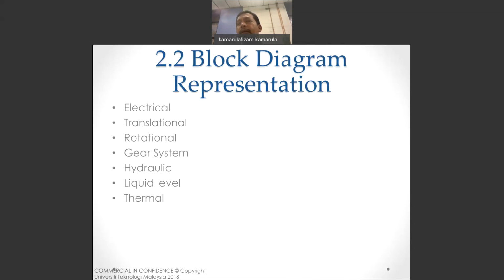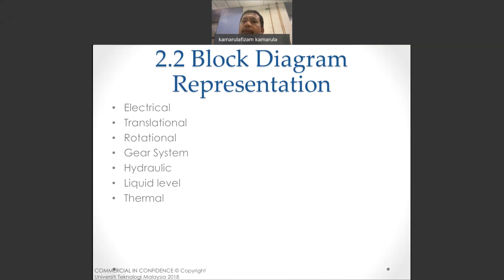So basically, in control systems, we are formulating a mathematical model for different kinds of problems and applications. For this particular topic, we will see how we come up with a mathematical model. For instance, when we work with electrical or electronic circuits, we have to come up with a mathematical model of the circuits. When we are working with translational, rotational, gear systems, hydraulic, liquid level, and thermal, we have to deal with different kinds of elements in the specific control system, and we have to describe the function of these elements in a mathematical equation.